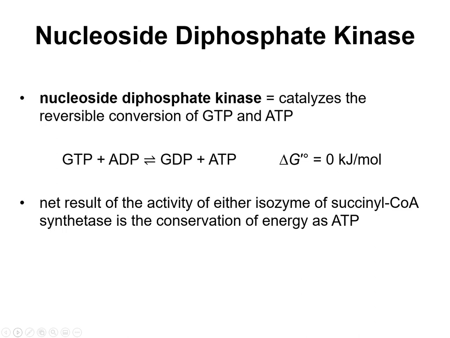The way that it is converted is by nucleoside diphosphate kinase, which we already kind of touched on in talking about metabolism in general, the introduction to metabolism in chapter 13. So the net result of the activity of this enzyme, succinyl-CoA synthetase, is creating ATP.